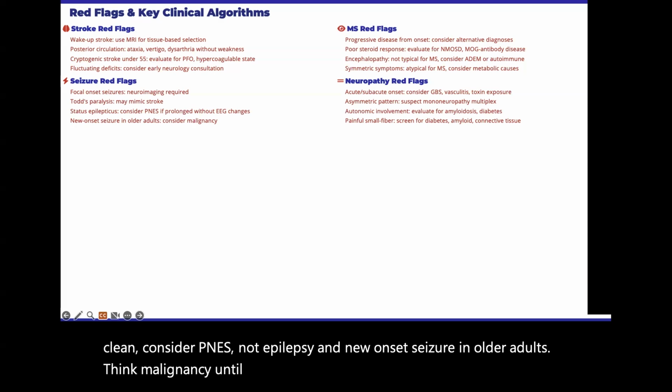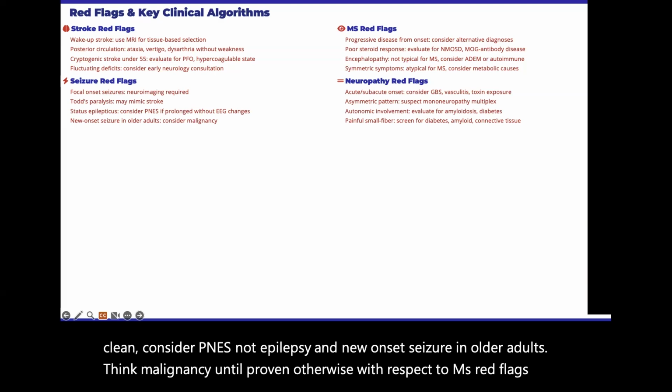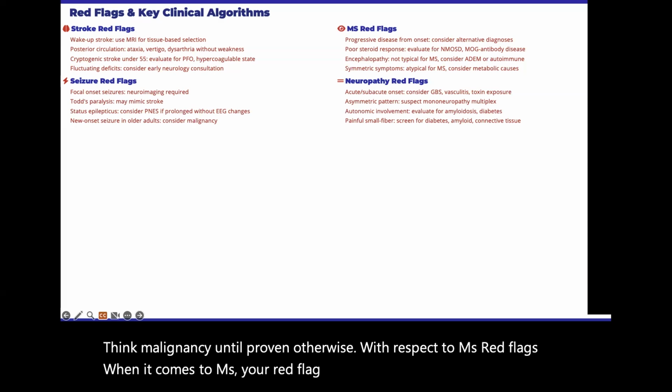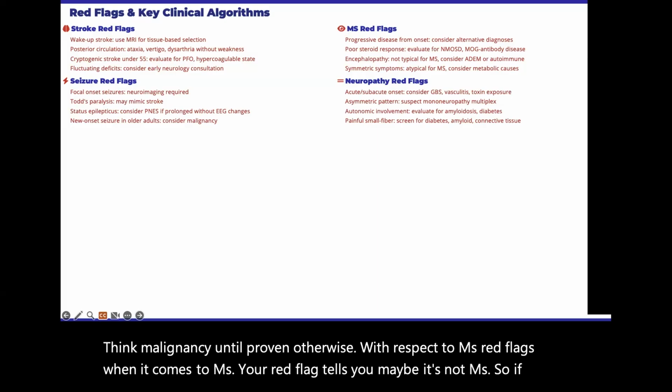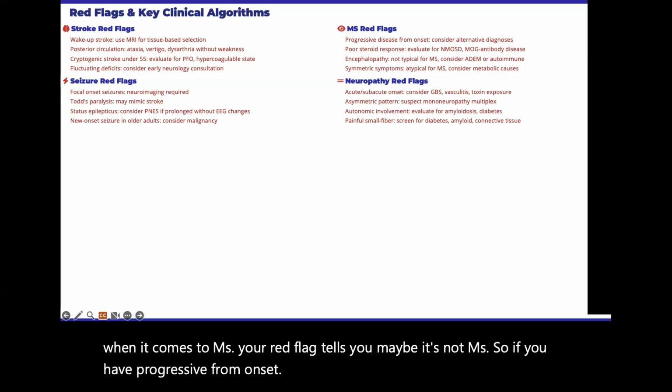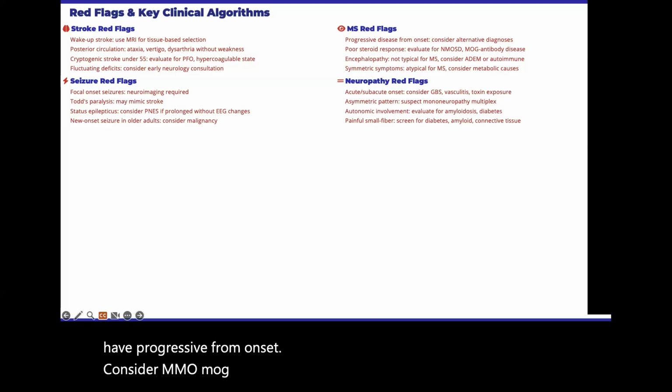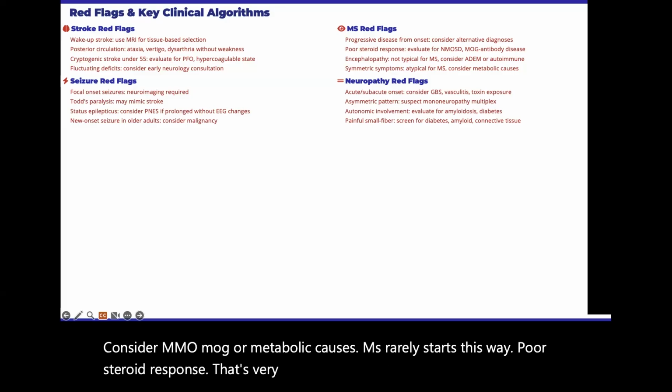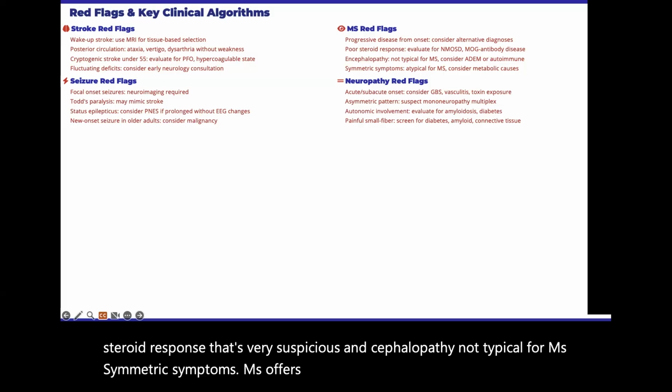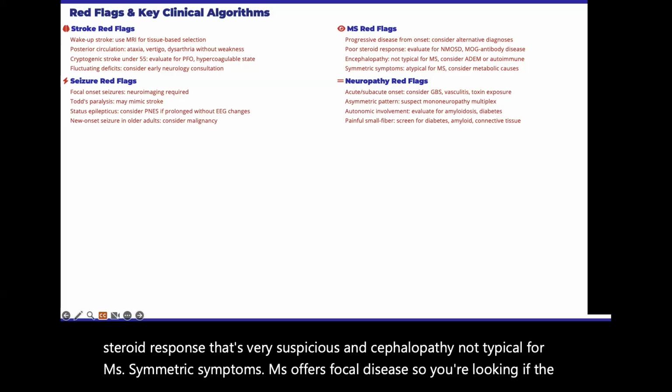With respect to MS red flags, when it comes to MS, your red flag tells you maybe it's not MS. So if you have progressive from onset, consider NMO, MOG, or metabolic causes. MS rarely starts this way. Poor steroid response, that's very suspicious. Encephalopathy, not typical for MS. Symmetric symptoms, MS offers focal disease. So if the presentation is atypical, it may not be MS.